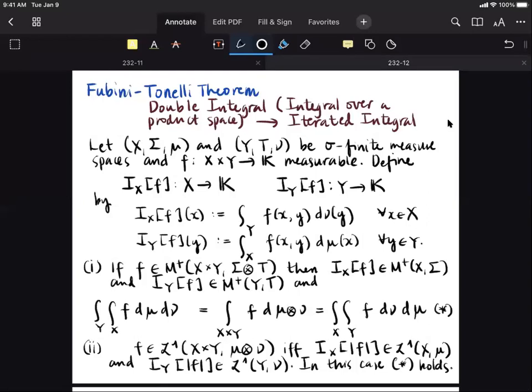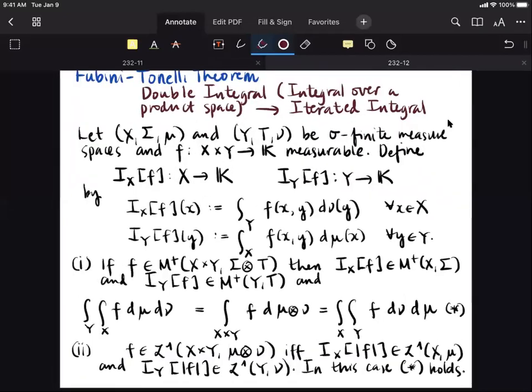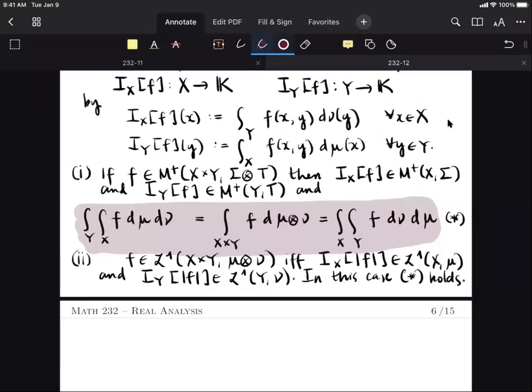So this is the Fubini-Tonelli theorem, and I will emphasize here the main result is that we can write the integral over the product space as an iterated integral. So you integrate with respect to one measure and then followed by the other. And moreover, this means that the order of integration does not matter.